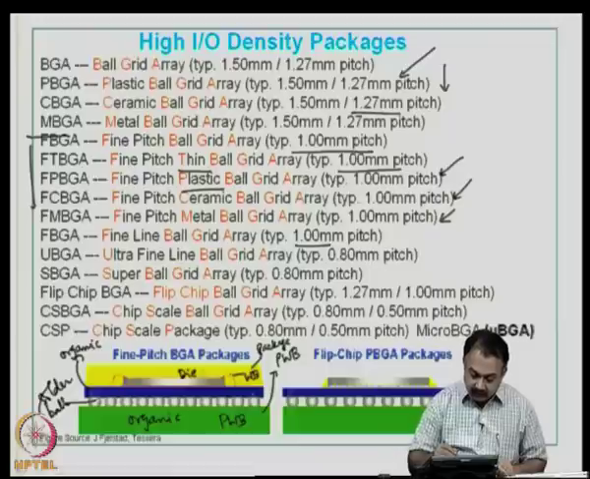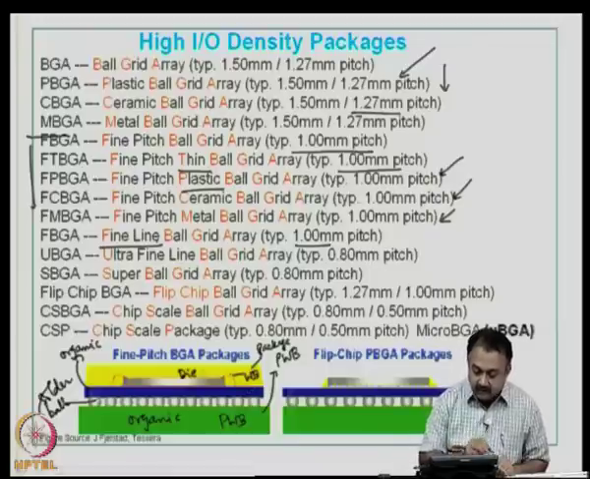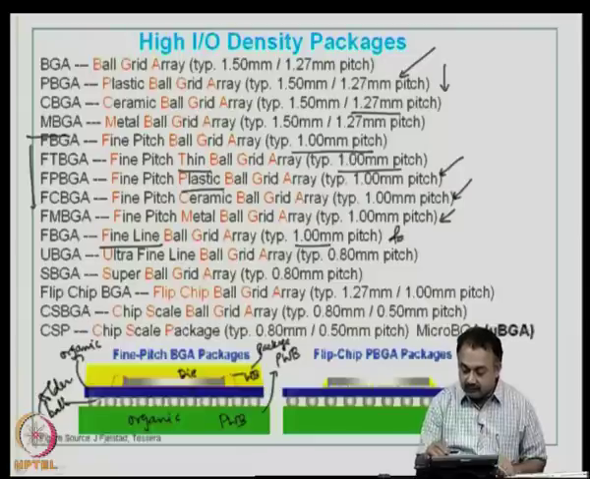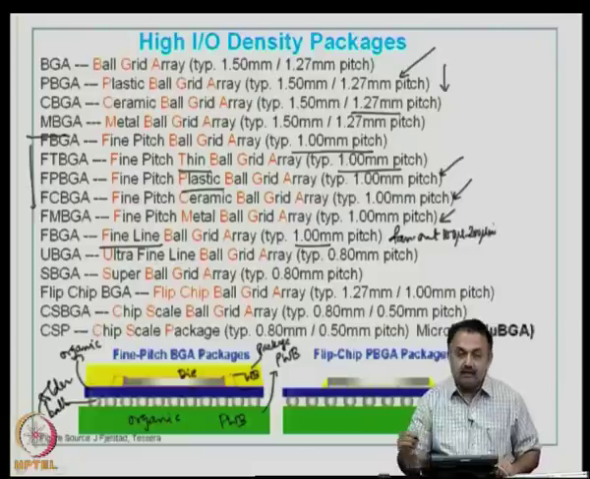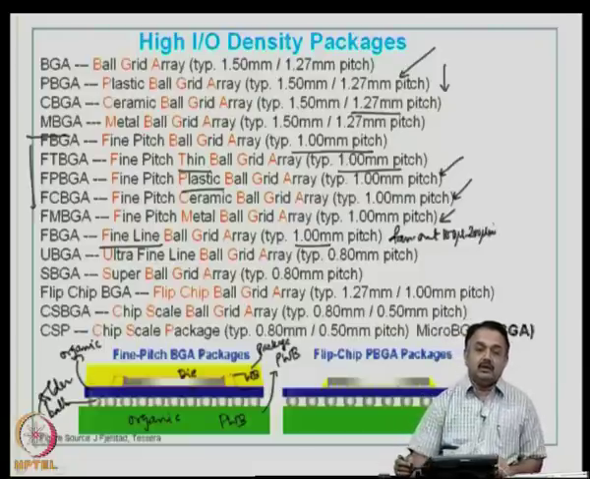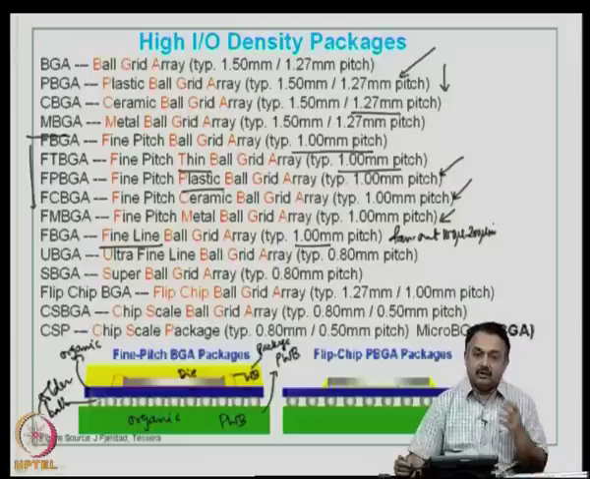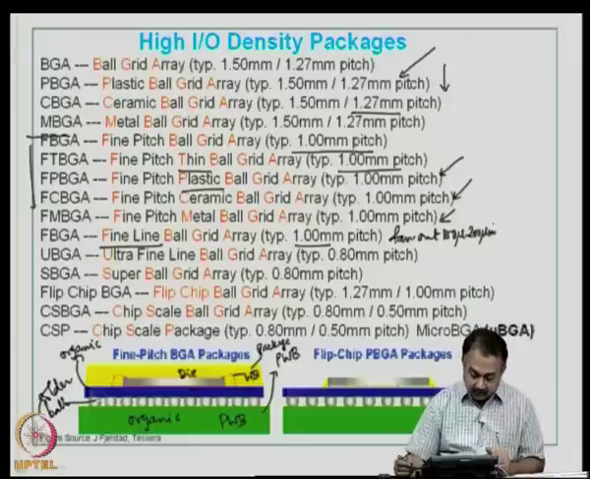Okay. So, in this particular construction, the fine lines are used, the conductor lines that are used to fan out. These lines are very small. Typically, it can use about 100 micron to 200 micron conductor traces to fan out the IOs from the die to the ball grid arrays. So, that is why it is classified as a fine line ball grid array.